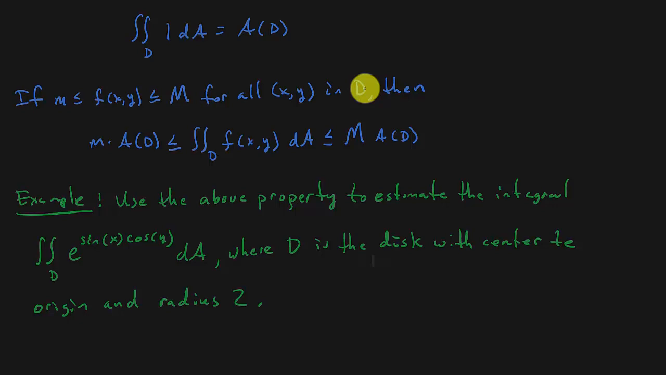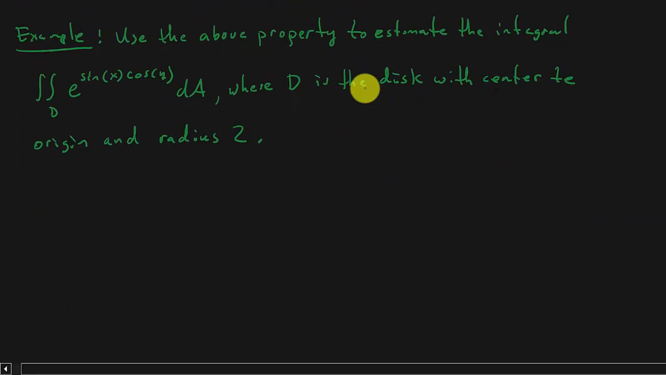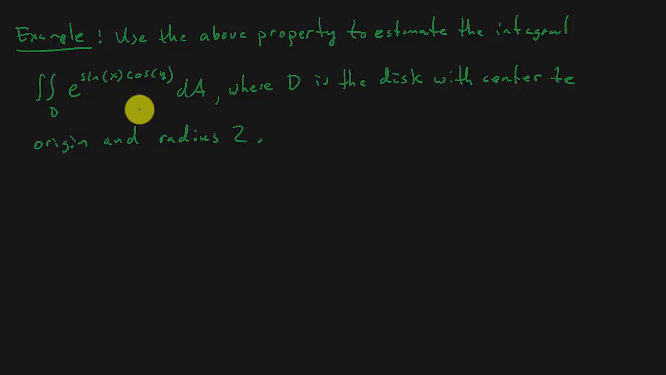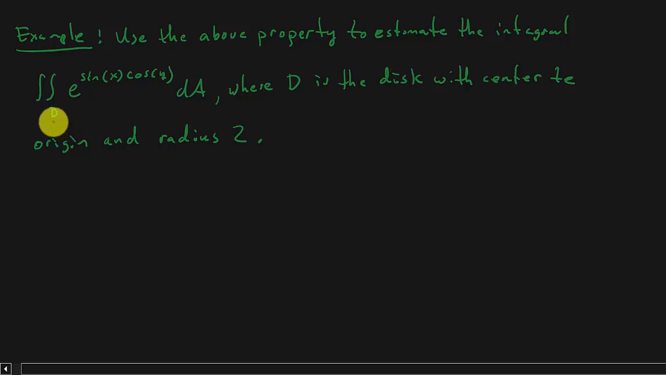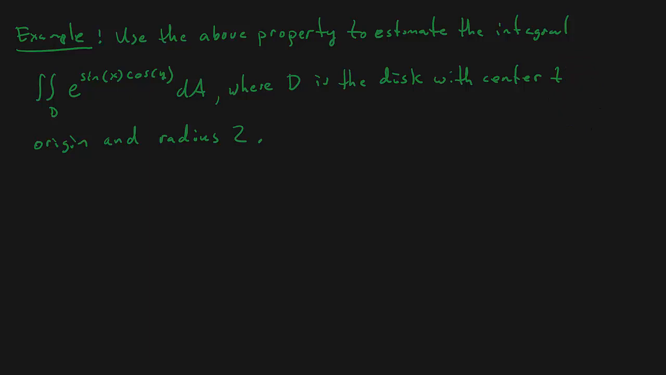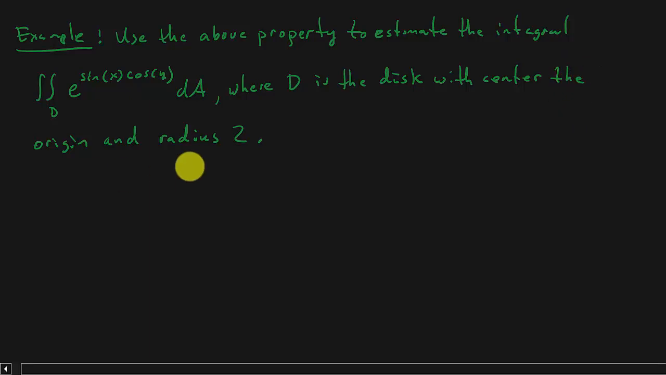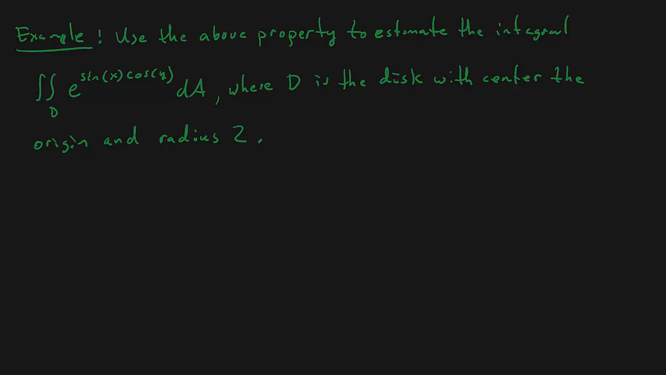So let's see what we've got here. It says use the above property to estimate the integral. So you're not going to be able to integrate that. Are you going to be able to integrate with respect to x first? Or are you going to be able to integrate with respect to y first? So what we're going to do is get an idea, and we'll be able to say, okay, it's between this value and this value. So use the above property to estimate the integral, where D is the disk with center the origin. The center's at the origin. And it has a radius of 2. All right.